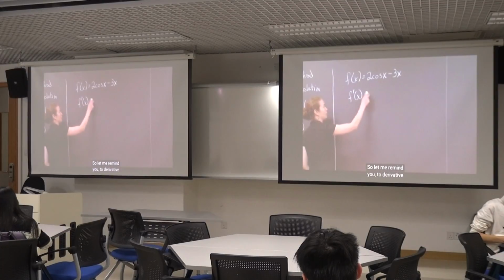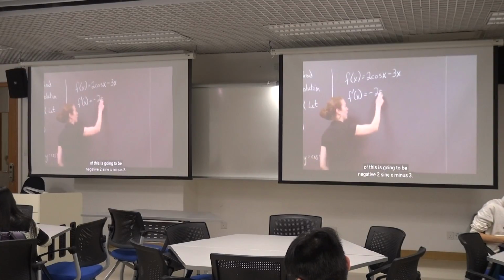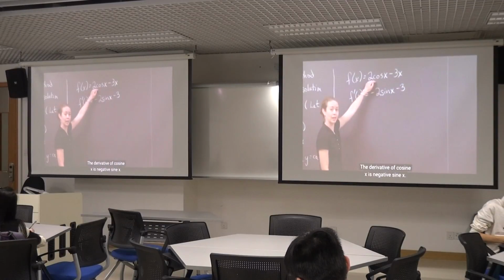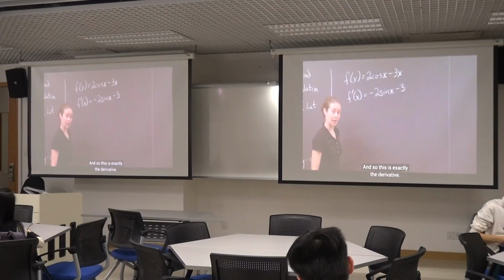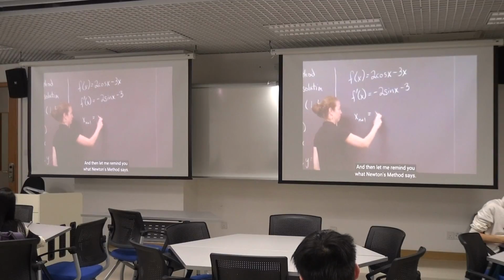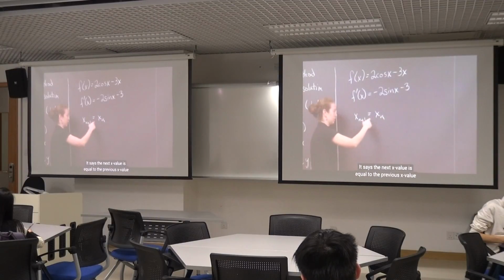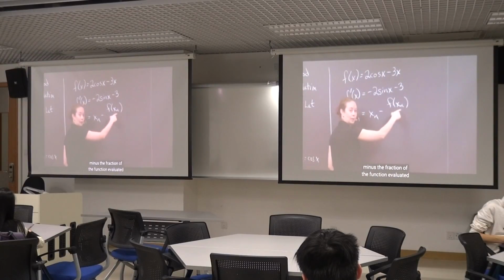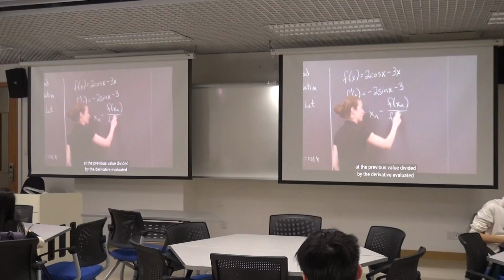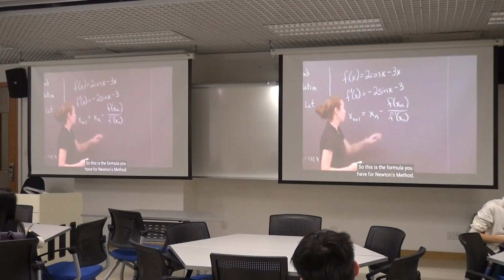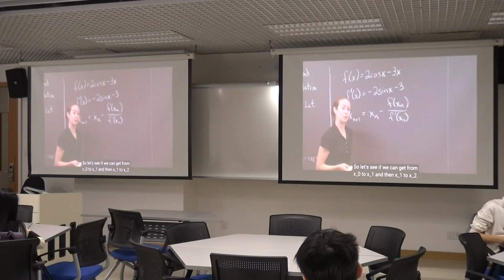So let me remind you, the derivative of this is going to be -2 sine x, right? The derivative of cosine x is negative sine x. And so this is exactly the derivative. And then let me remind you what Newton's method says. It says the next x value is equal to the previous x value minus the fraction of the function evaluated at the previous value divided by the derivative evaluated at the previous value. Right? So this is the formula you have for Newton's method. So let's see if we can get from x0 to x1 and then x1 to x2.